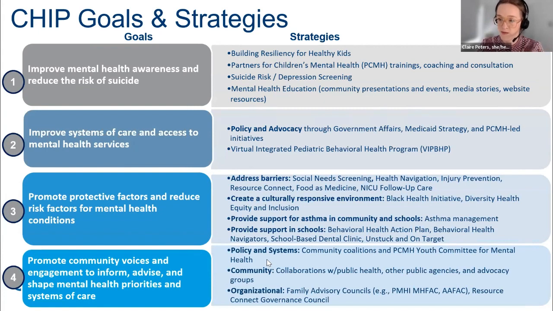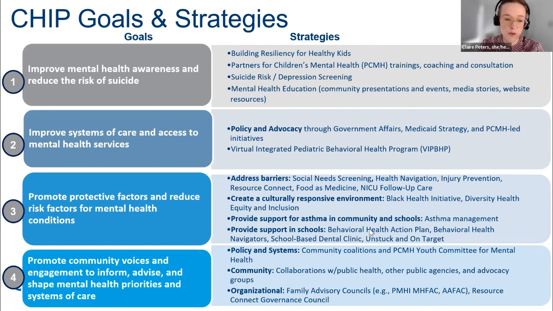Moving on to the CHIP, or the response to those needs assessments, we have 4 key goals to address mental health in our communities. I'll outline the goals on the left-hand side. The strategies on the right-hand side are examples of the initiatives, but I'll focus more on the measures associated with the goals. For the first goal, we're working to improve mental health awareness and reduce the risk of suicide. An example of a measure that we're capturing in this space is the number of provider trainings that we conduct for suicide risk screening.